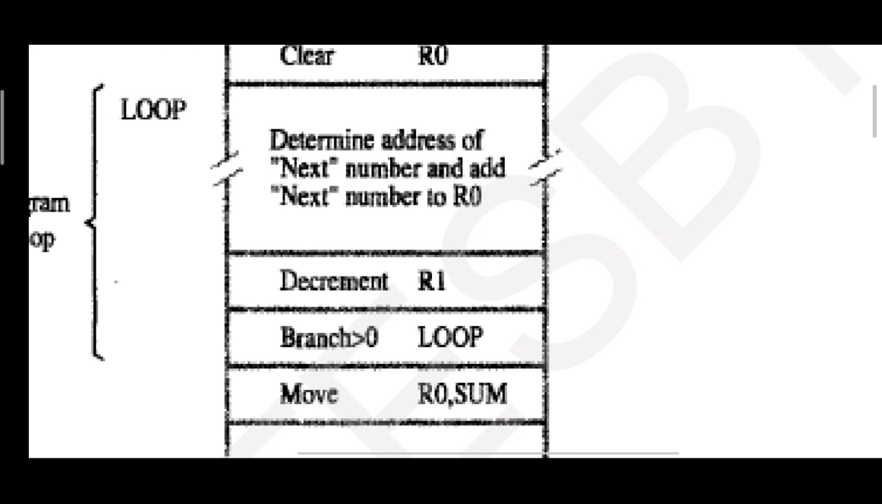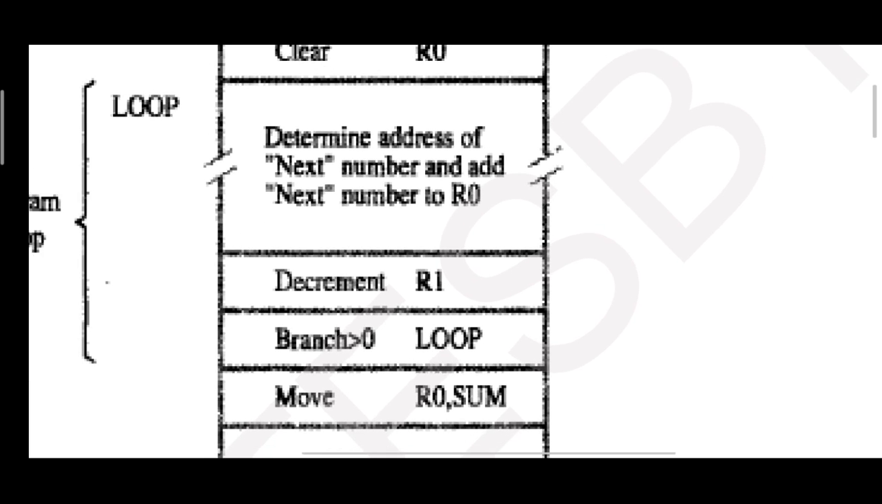After performing them, since one number is accessed, you have to decrement the count by 1, right? So use the decrement instruction. Next is the conditional branching. This conditional branching instruction is called branch greater than 0. So if it is true, go back to location loop. So instead of going to the next instruction, it moves back if the condition is satisfied, because the branch will be taken whenever the count is greater than 0.